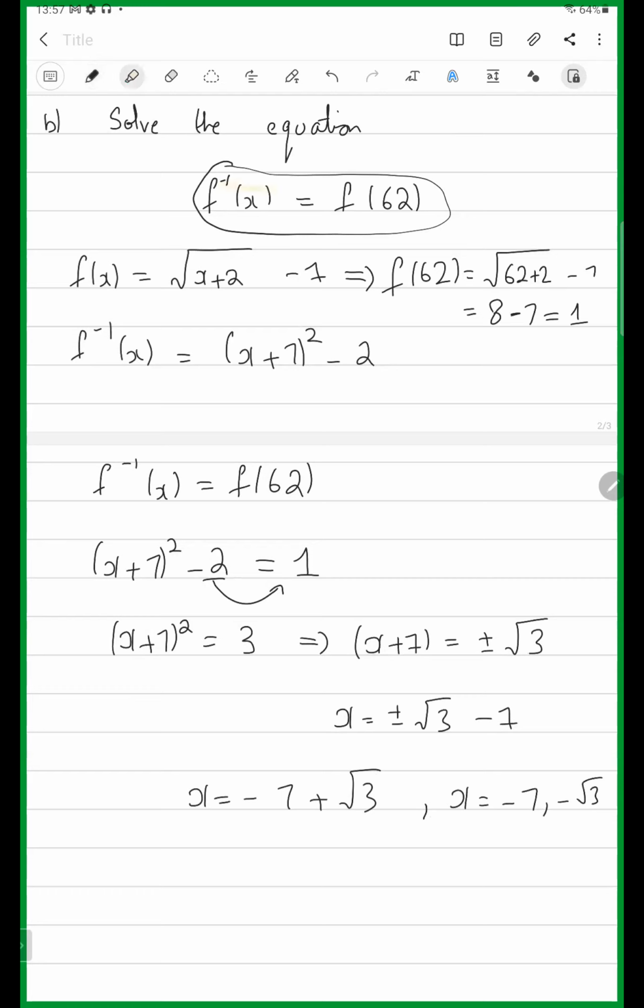So for the second part of the question, this condition was given and we had to use this condition. In order to use this condition, first of all, we need to find the value of f of 62. F of 62 was basically 1, and f inverse of x was calculated in the previous part. After equating both these, we simplified and we got two values of x. Number one was minus 7 plus root 3, and the other one was minus 7 minus root 3.